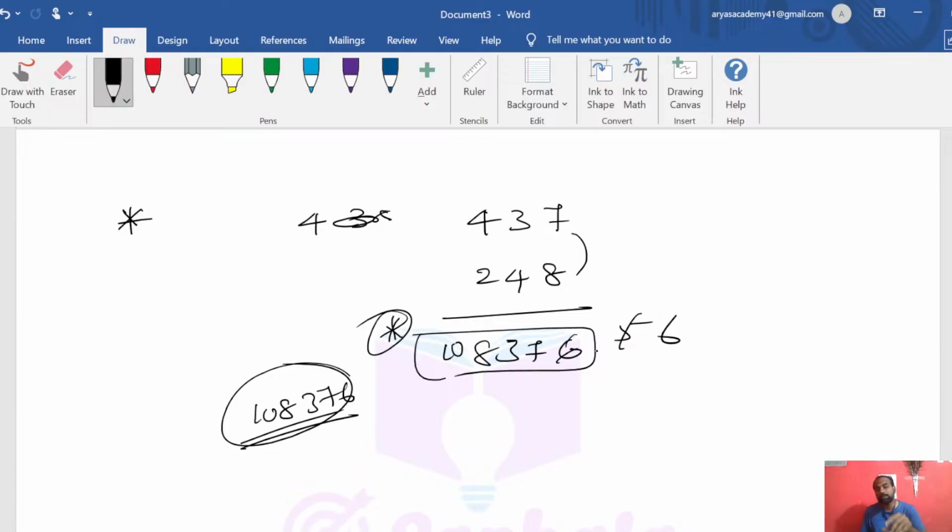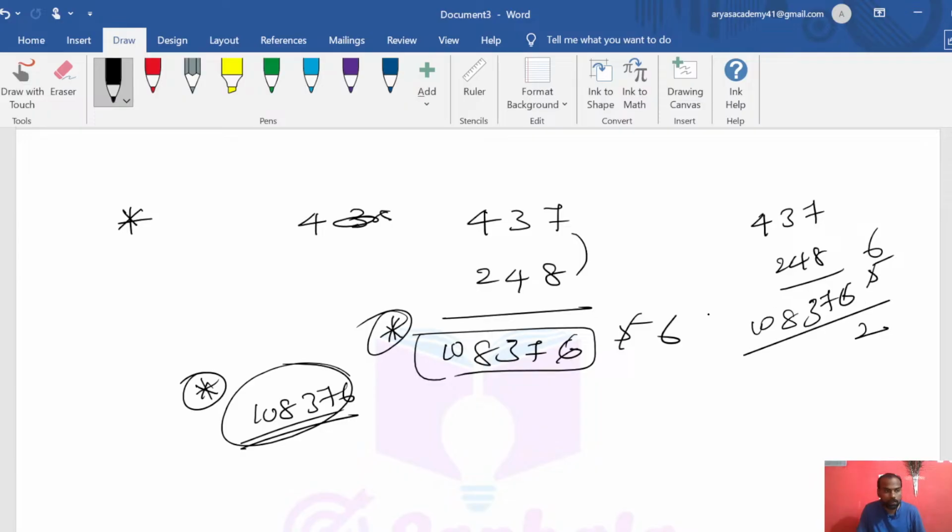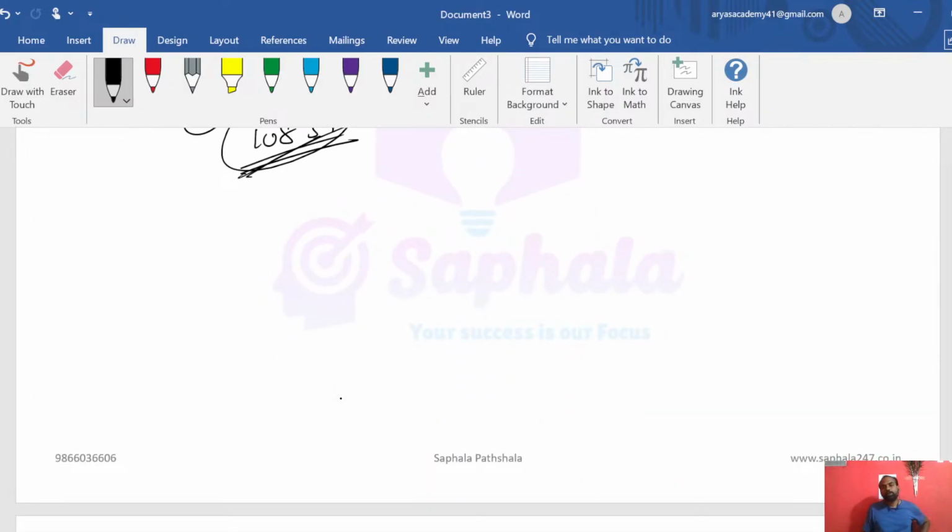But before that, can you please confirm whether this answer is right, or have I committed any mistake while adding or multiplying, etc.? 437, 248. 8 7s are 56, 5 is there. 3 8s are 24 plus 28, 52, 57. Again 5 carried forward. 4 8s are 32, 2 7s are 14, 36, 46 plus 12, 48, 58 plus 5, 63. 4 4s are 16 plus 6, 22 plus 6, 28. 2 is there. 8 plus 2, 10. So 1,08,376. So it is right only. Okay, so it's right actually, but you should be fast enough.